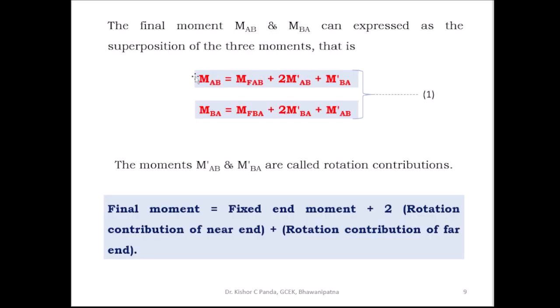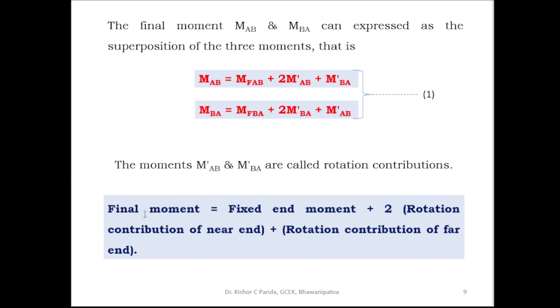So the final moment that you can find is MAB equal to MFAB plus 2m' AB plus m' BA. Similarly, at the end B, the final moment MBA is equal to MFBA plus 2m' BA plus m' AB. So m' AB and m' BA are called the rotation contributions. This is called the rotation moment.